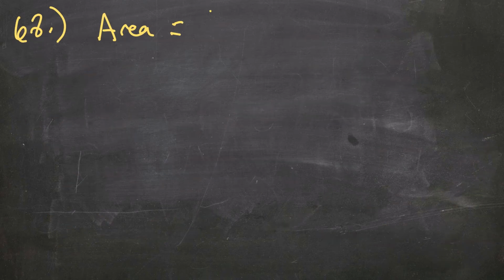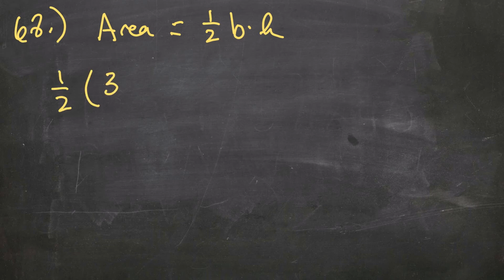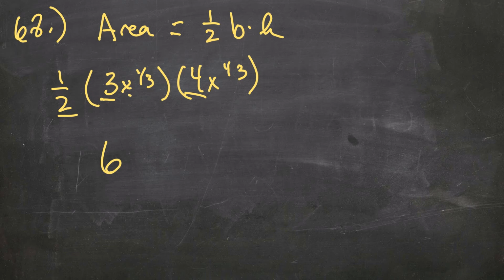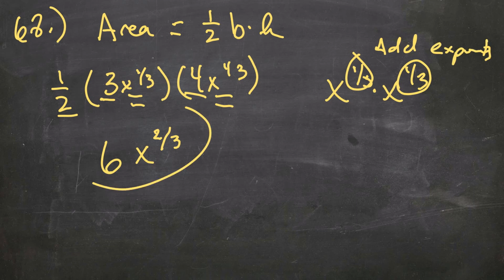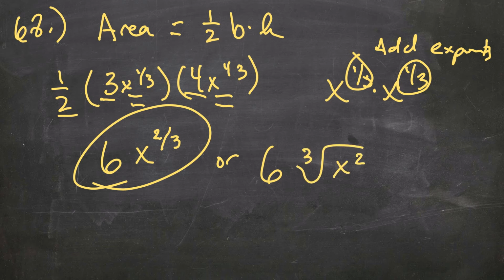Area is much simpler because area is 1/2 base times height. Area equals 1/2 times the base, 3x to the 1/3, times the height, 4x to the 1/3. I'm going to multiply all the numbers together: 1/2 times 3 times 4 is 6. Then x to the 1/3 times x to the 1/3 is x to the 2/3, because remember, multiplying means you add exponents. So your other answer could be 6 cube roots of x squared.